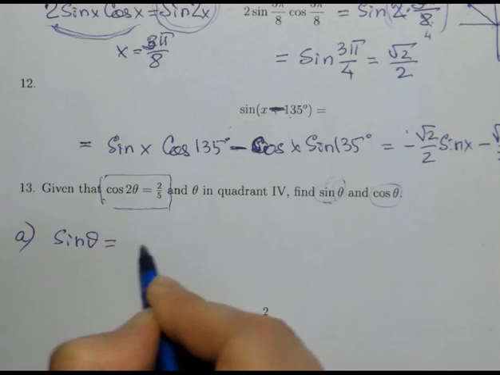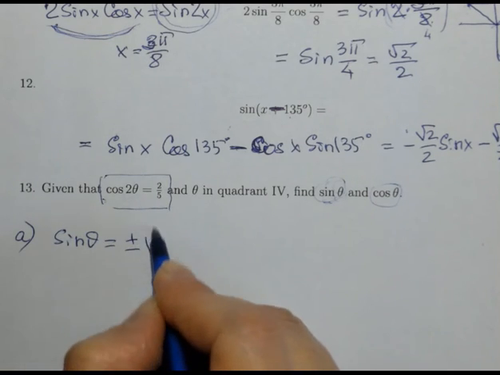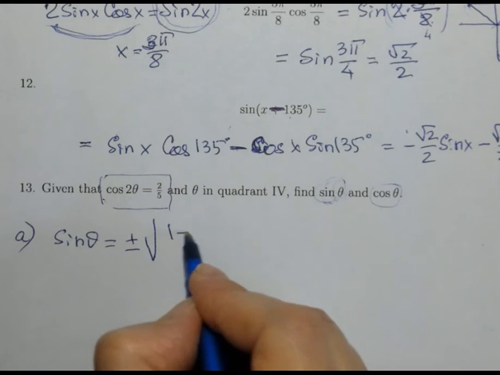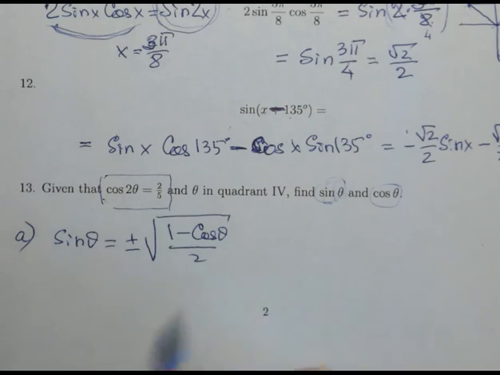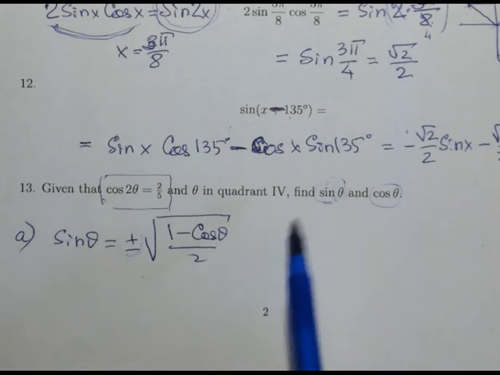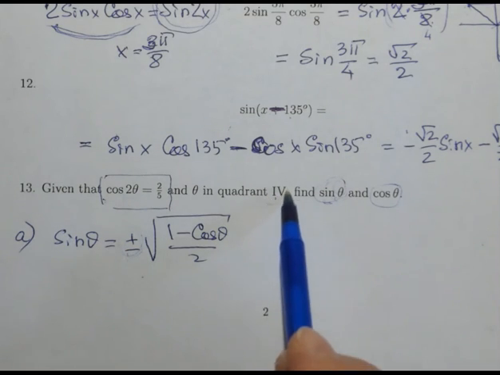Sine theta equals positive or negative square root of (1 minus cosine theta) over 2. In the half angle identity for sine, we have minus. In the half angle identity for cosine, we have plus. And we have plus minus in front of the square root. We determine which one we take, plus or minus, from the information about the quadrant.